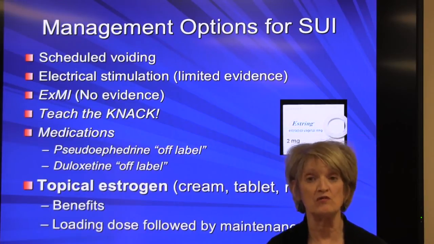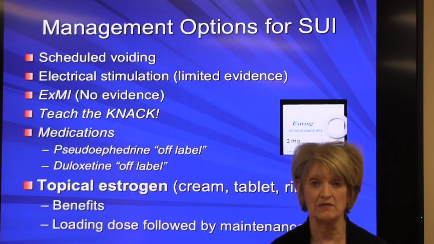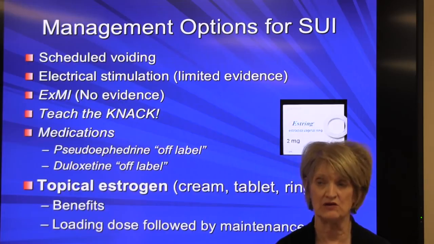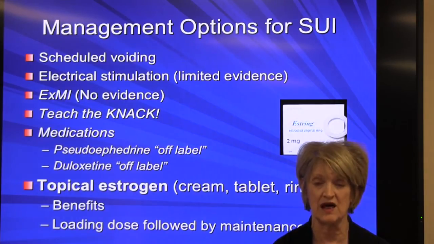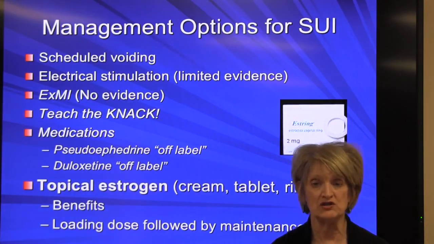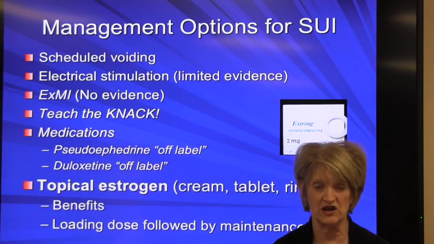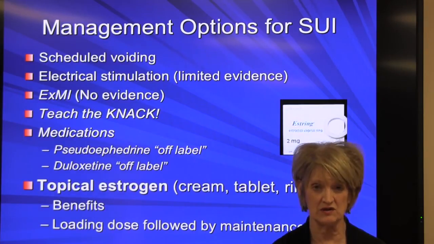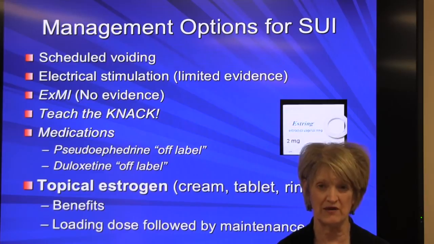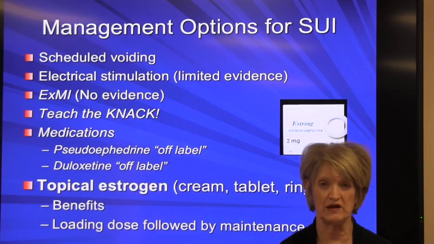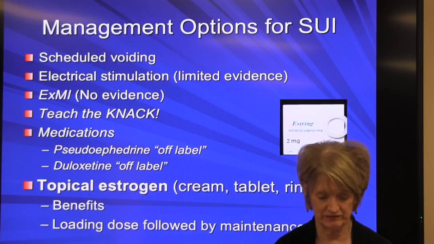There's multiple forms. There are creams, there's tablets, there's a sustained release ring. You see that on the slide. Most patients who have significant atrophic changes will require a loading dose, so that typically means a cream every day for 2 or 3 weeks. And then you can switch to maintenance therapy, which would be cream or tablet twice a week, or the sustained release ring replaced every 90 days.